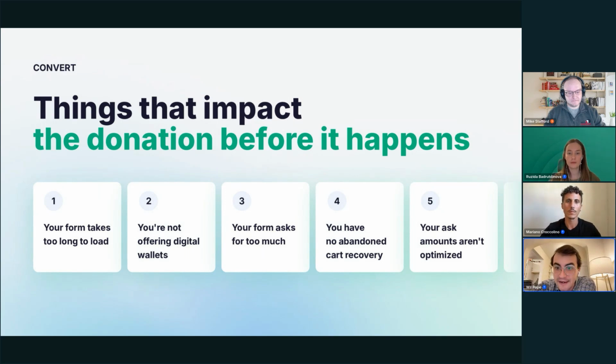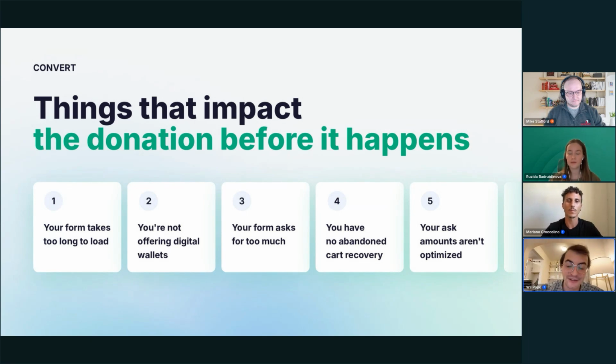And so, why not go after these people and try to recapture them rather than treating them as a completely cold donor? And finally, ask amounts aren't optimized. Oftentimes, organizations have come up with their array of the amounts that they're going to ask for on their donation form and never change it.